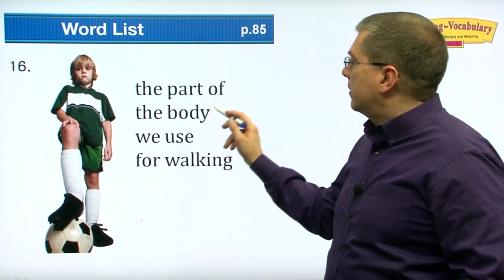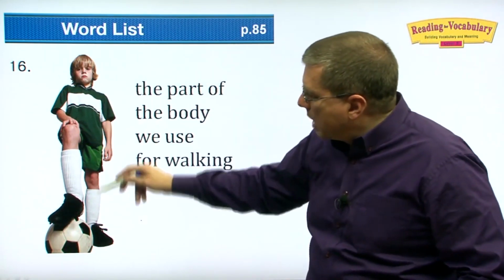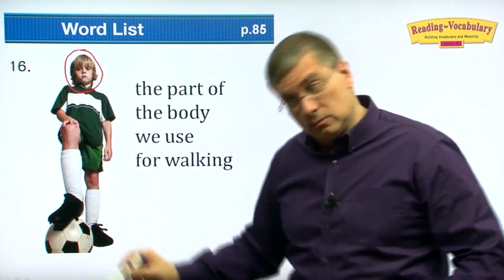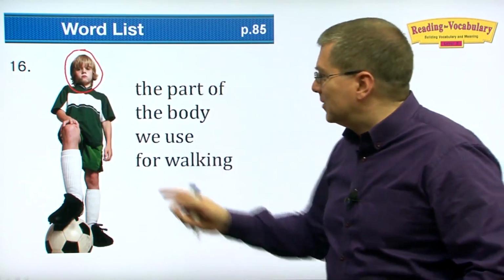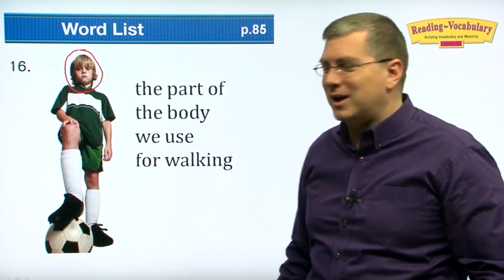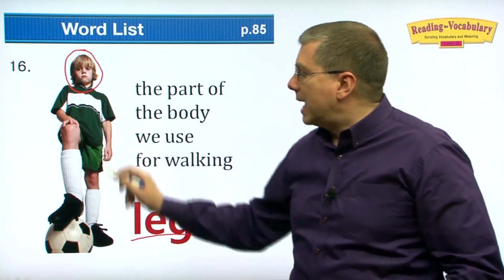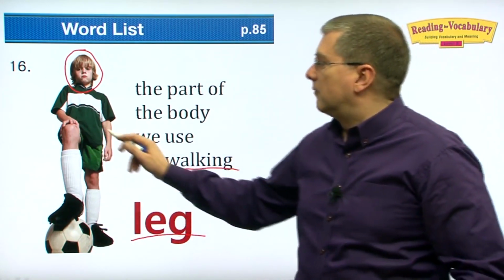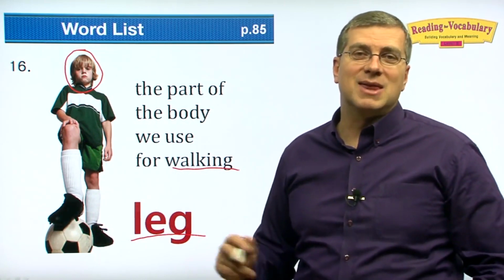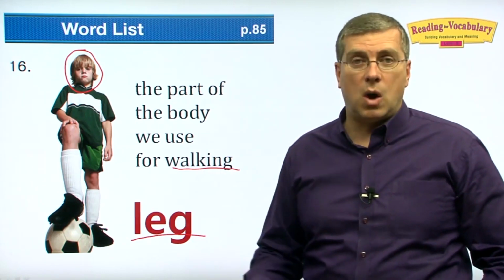16. The part of the body we use for walking. What part of our bodies do we use for walking? Do we use our head for walking? No, that hurts, right? Do we use our arms for walking? No, we don't use our arms for walking. We use our legs for walking. The leg is used for walking, for running, for kicking the ball. We use our legs for many things, okay? But especially we use our legs to walk.